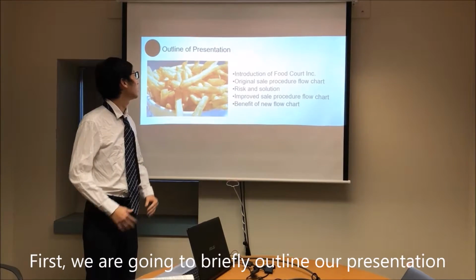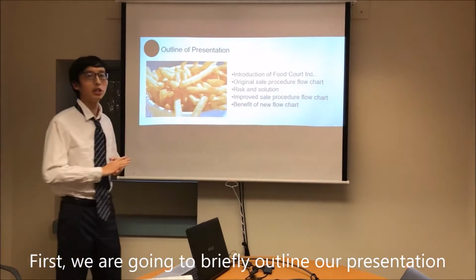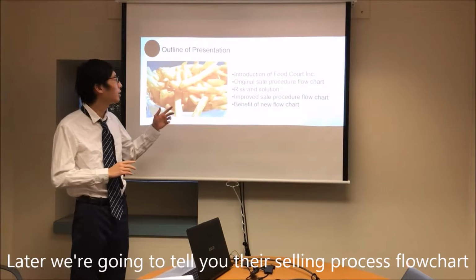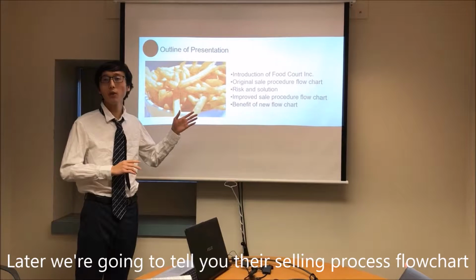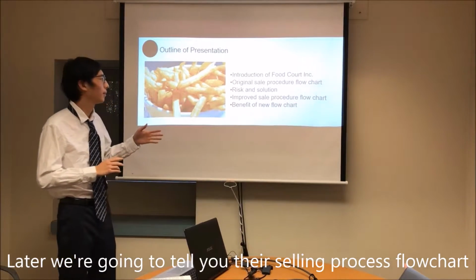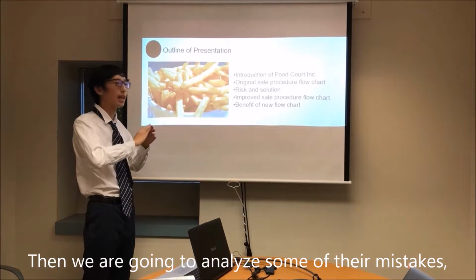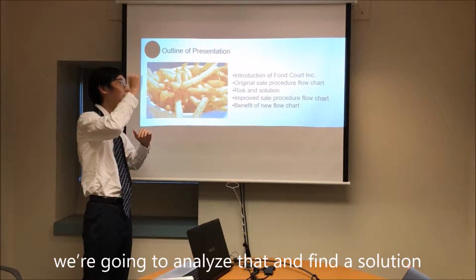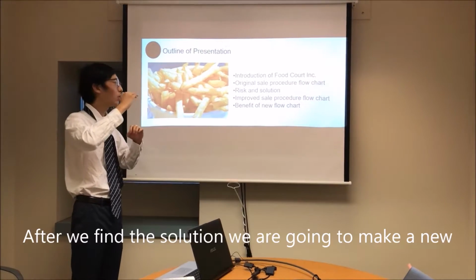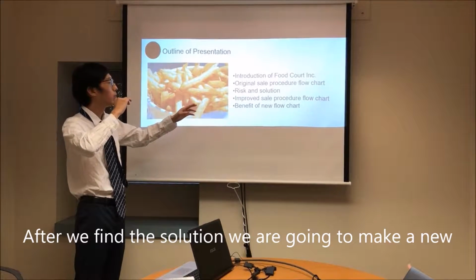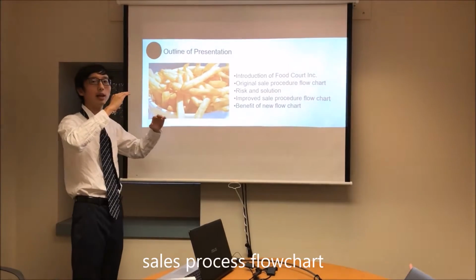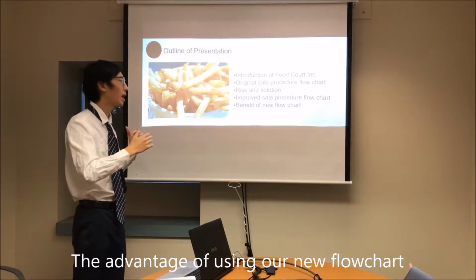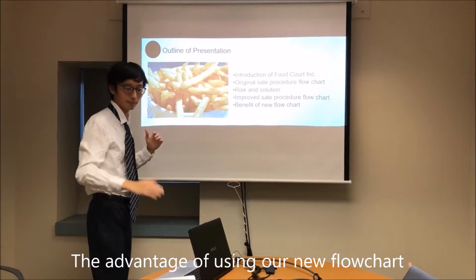So first, we're going to have a brief outline for our presentation. First part, we're going to introduce the Food Court company, and later we're going to tell you their selling process flowchart. Then we're going to analyze clearly some of the mistakes, weaknesses, or risks on the flowchart, pick them out and make a solution. And after we find a solution, we can make a new sales process flowchart, and we will show you the benefits and advantages of our new flowchart.